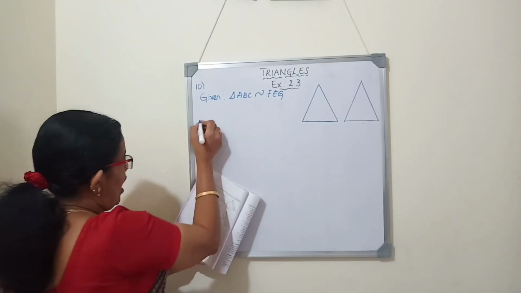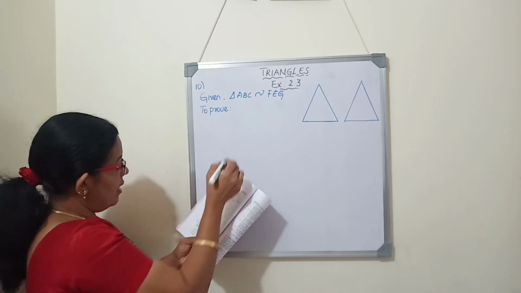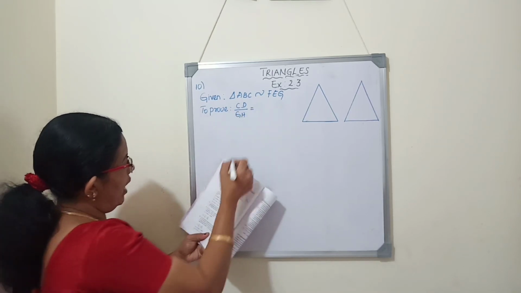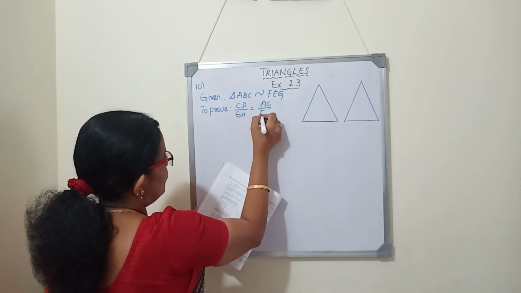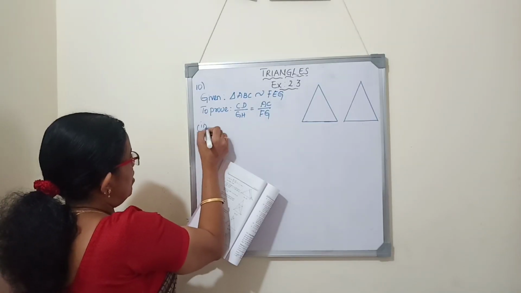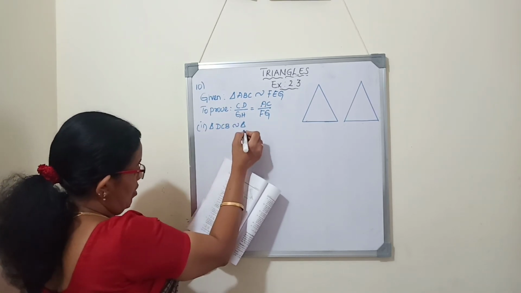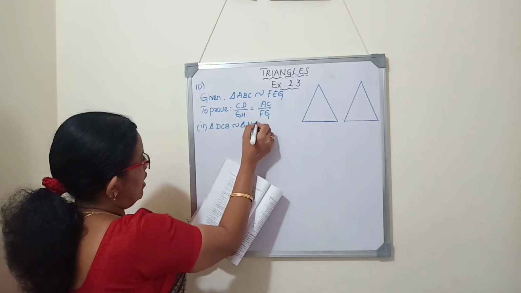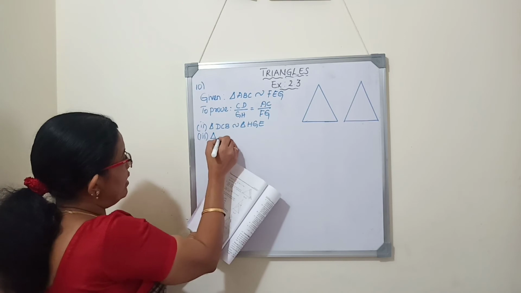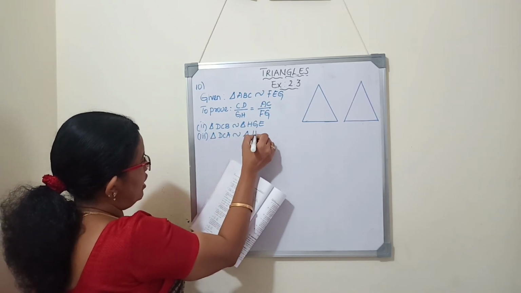And we have to prove that, to prove CD by GH is equal to AC by FG. Second one, triangle DCB similar to triangle HGE. And the third one, triangle DCA similar to triangle HGF.